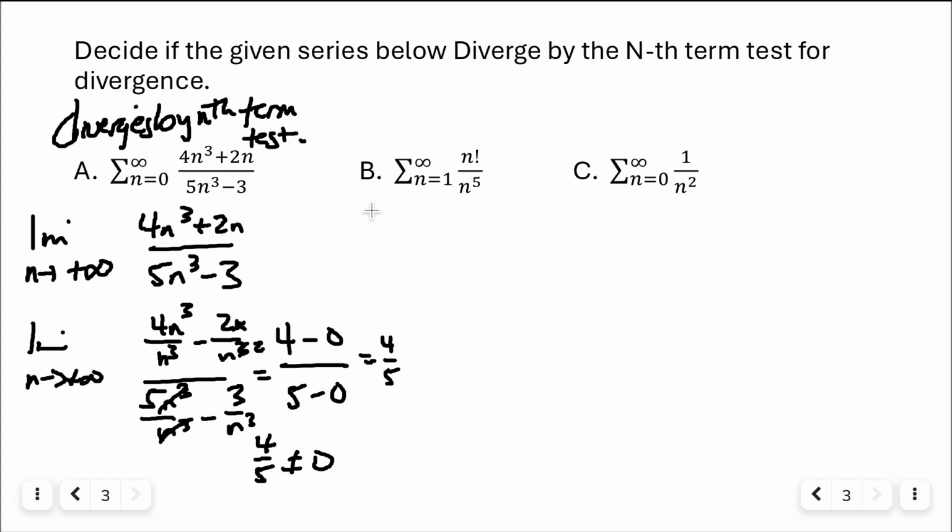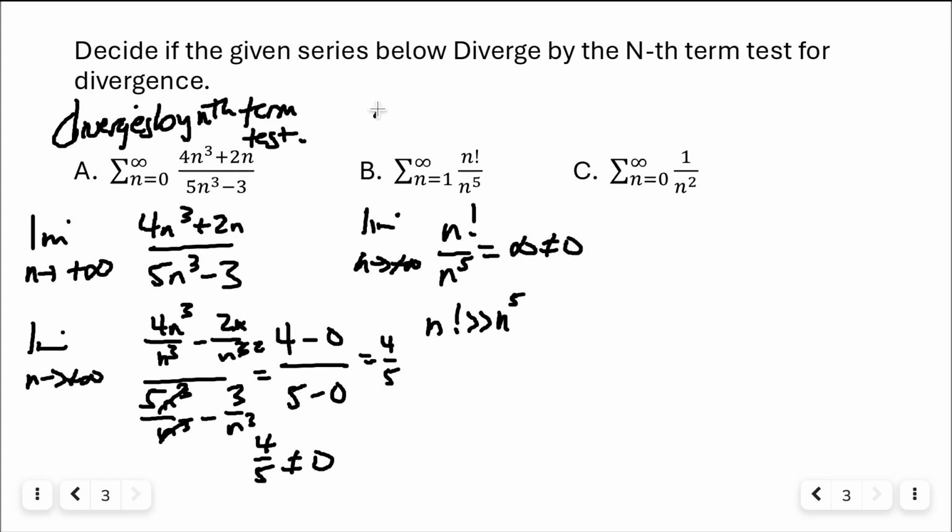Let's take a look at letter B. Here's that factorial. The sum from n equals 1 to infinity of n factorial over n to the 5th power. Hopefully you learned at one point that, if you take the limit as n approaches infinity of n factorial over n to the 5th, n factorial grows faster for large values of n than n to the 5th. It was relative rates of growth. So this limit will be infinity, because the larger value is on top compared to the bottom. So this is not 0. So this diverges by the nth term test.